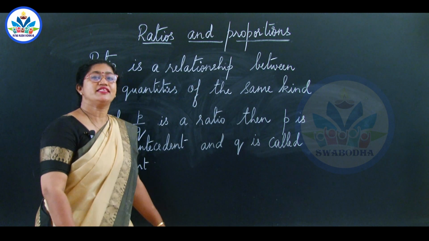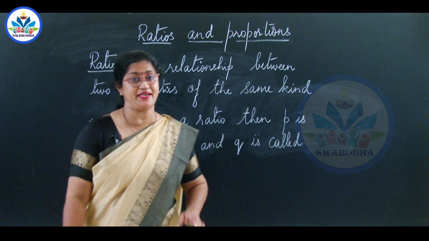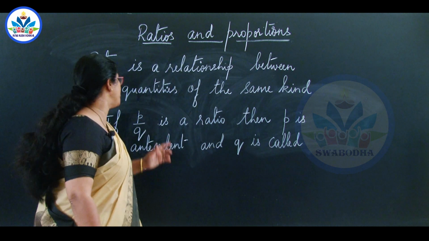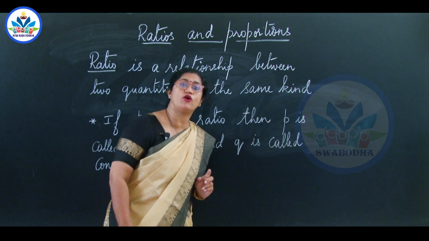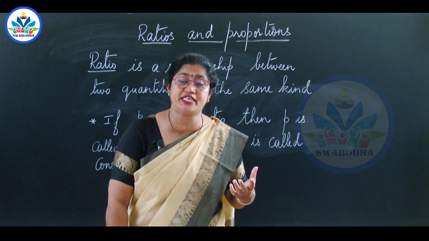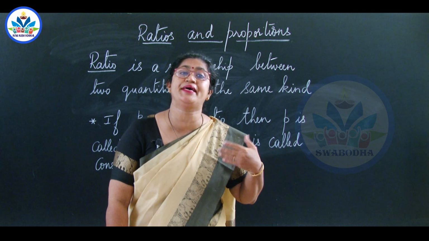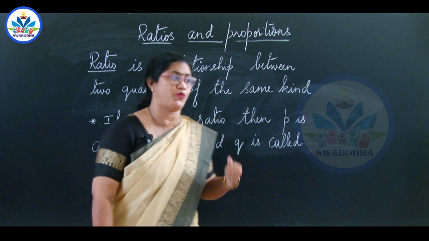Ratio is the relationship between 2 quantities of the same kind. So, you need to stress on the point that they have to be quantities of the same kind. When you are measuring or writing the ratio of 2 quantities, their units should be the same. Then only we can compare and write what is their ratio.